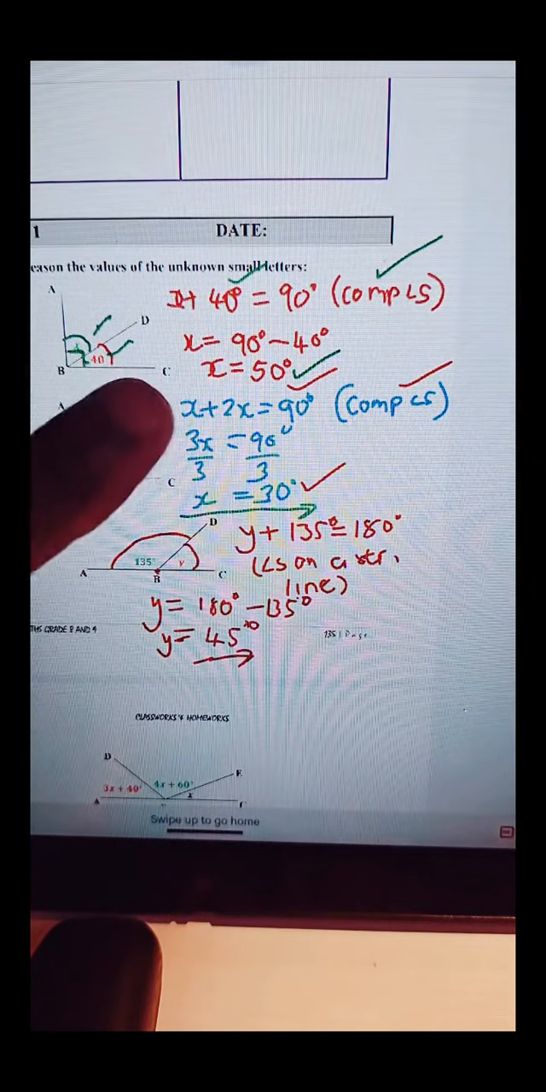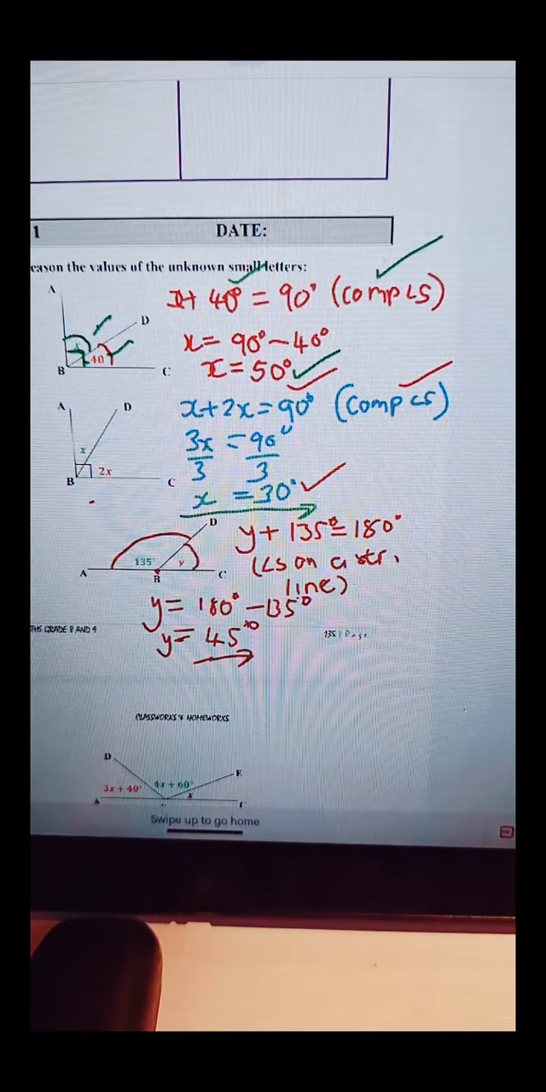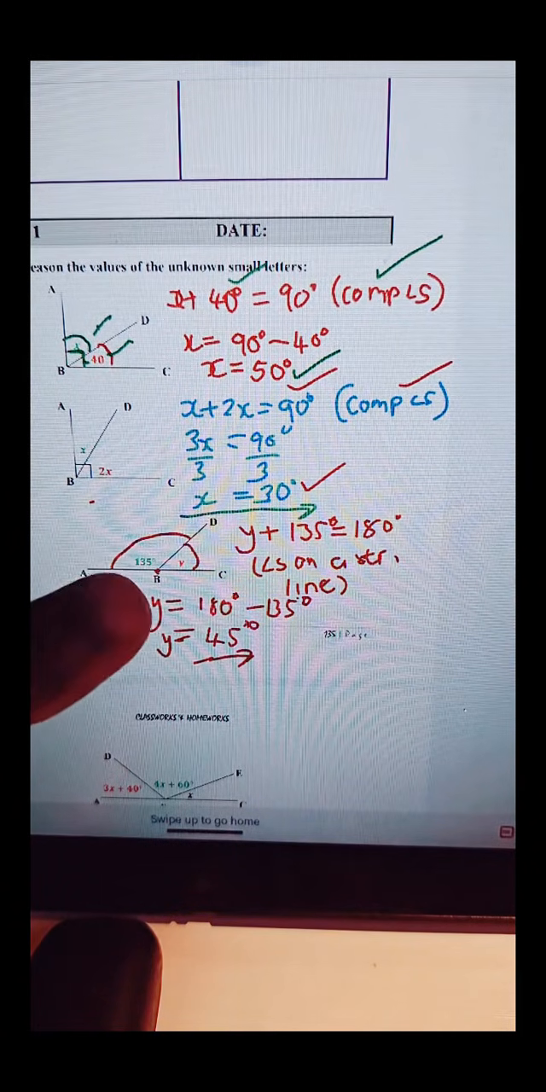90 is on the other side. We divide both sides by the coefficient of x, which is 3. We get x is equal to 30 because 90 divided by 3 is 30 degrees.